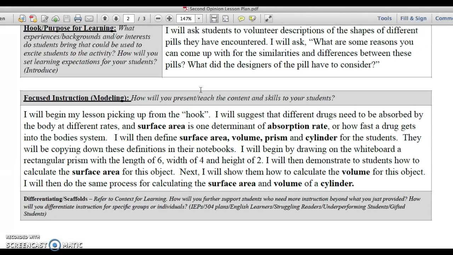After that, I'm going to suggest that different drugs need to be absorbed by the body at different rates and surface. Then I'll define for them surface area and absorption rate, as well as volume, prism, and cylinder. From there, students will be copying down the definitions in their notebooks. After that, I'll show them on the whiteboard me calculating the surface area and volume of a prism, and then I'm going to do the same thing for a cylinder.